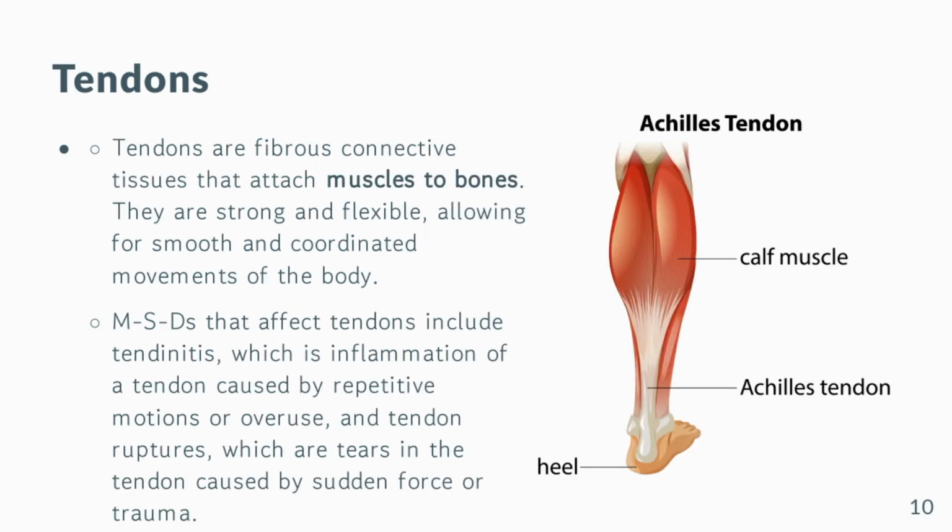Tendons. Tendons are fibrous connective tissues that attach muscles to bones. They are strong and flexible, allowing for smooth and coordinated movements of the body. MSDs that affect tendons include tendinitis, which is inflammation of a tendon caused by repetitive motions or overuse, and tendon ruptures, which are tears in the tendon caused by sudden force or trauma.